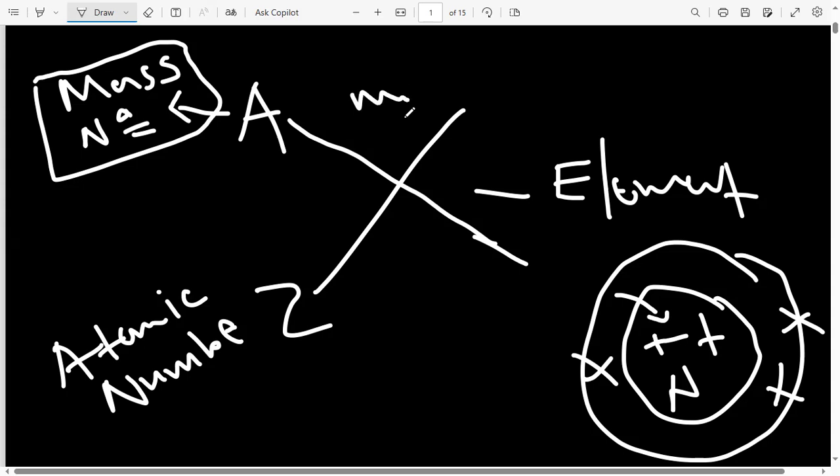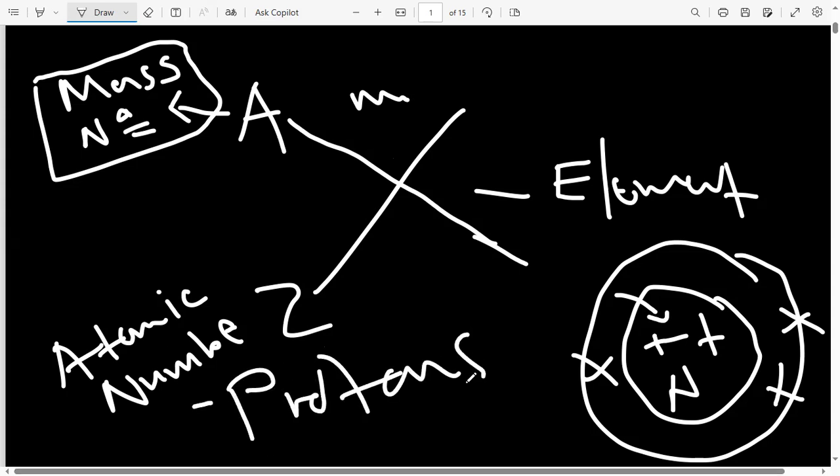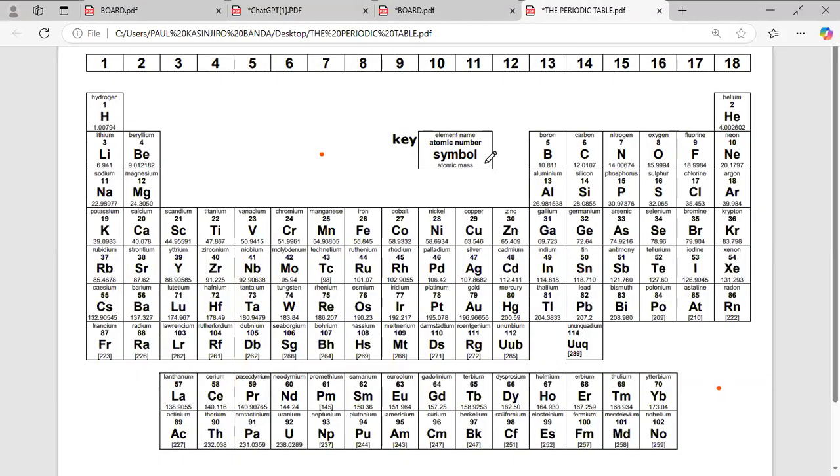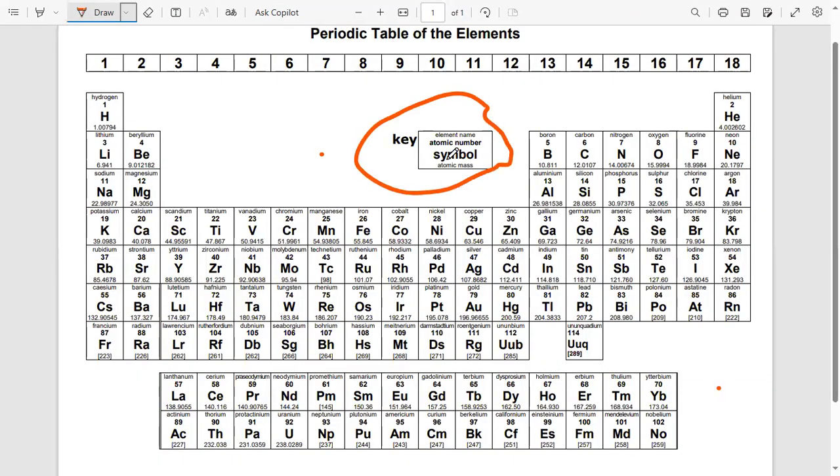Sometimes it can even be placed here. And then on the bottom left, you have the atomic number. So this atomic number is the number of protons. Now, a funny thing is that when you go on the periodic table, so this is the periodic table, they have swapped them. On top, they have the atomic number, and then down there, you're having what?